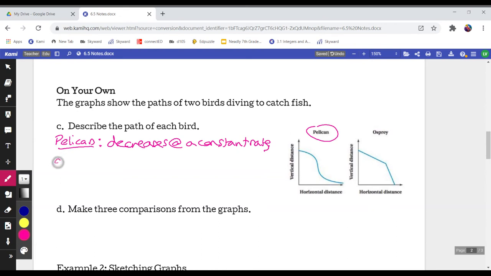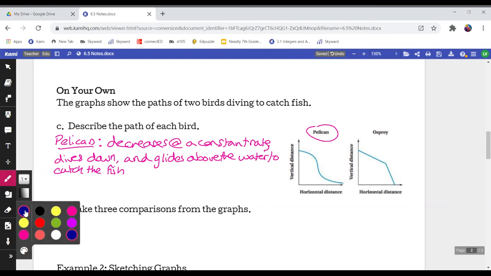Dives down, and glides above the water to catch the fish. Of course, you could interpret it a little bit different. That's how I interpret it.